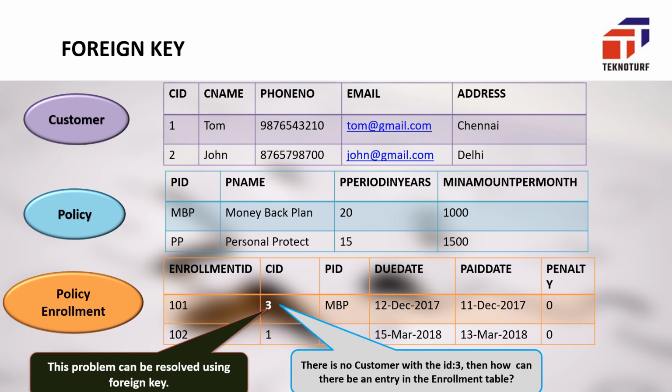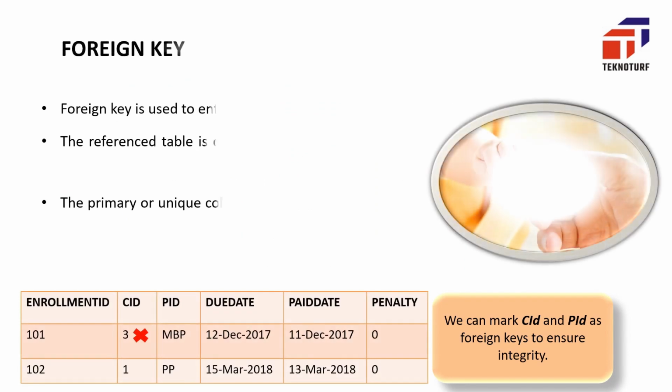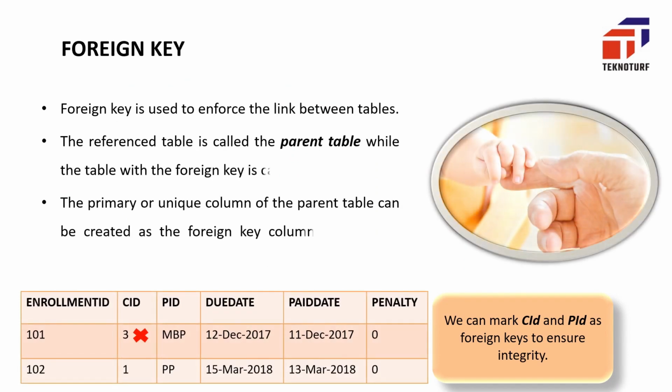But in the policy enrollment table, there is an entry for CID as 3, but there is no customer with the ID 3. Then how can there be an entry in the enrollment table? This problem can be resolved using a foreign key. A foreign key is used to enforce the link between the tables. The reference table is called the parent table, while the table with the foreign key is called the child table. The primary or unique column of the parent table can be created as a foreign key column in the child table. In the enrollment table, we can mark CID and PID as foreign keys to ensure integrity.